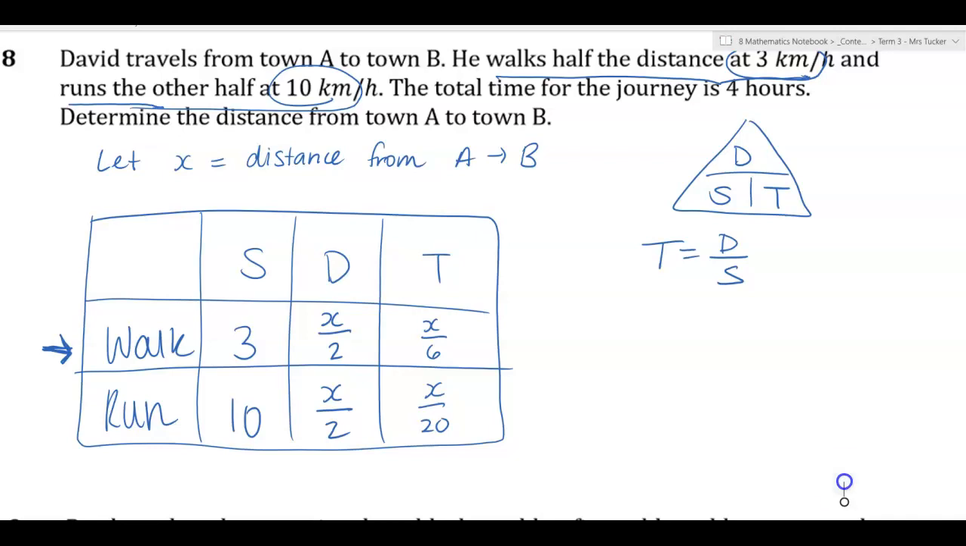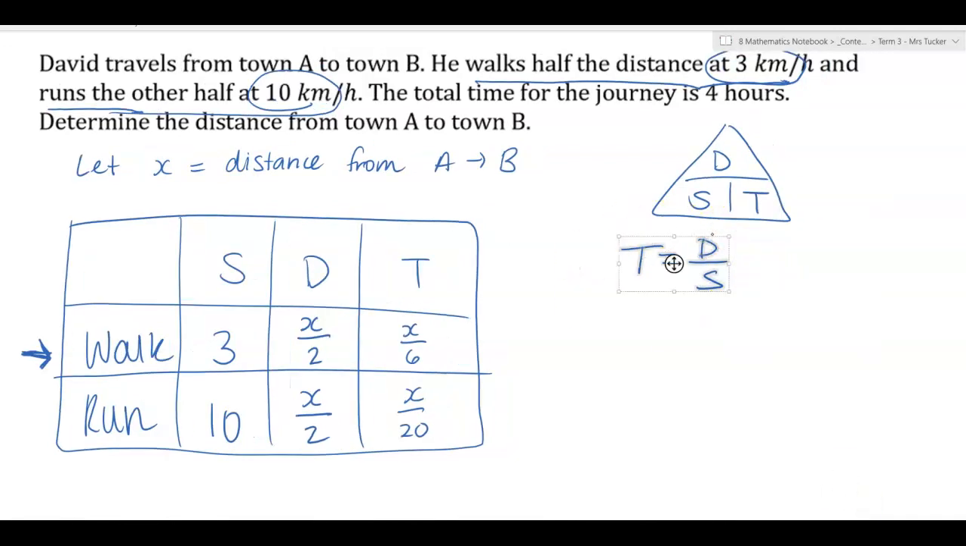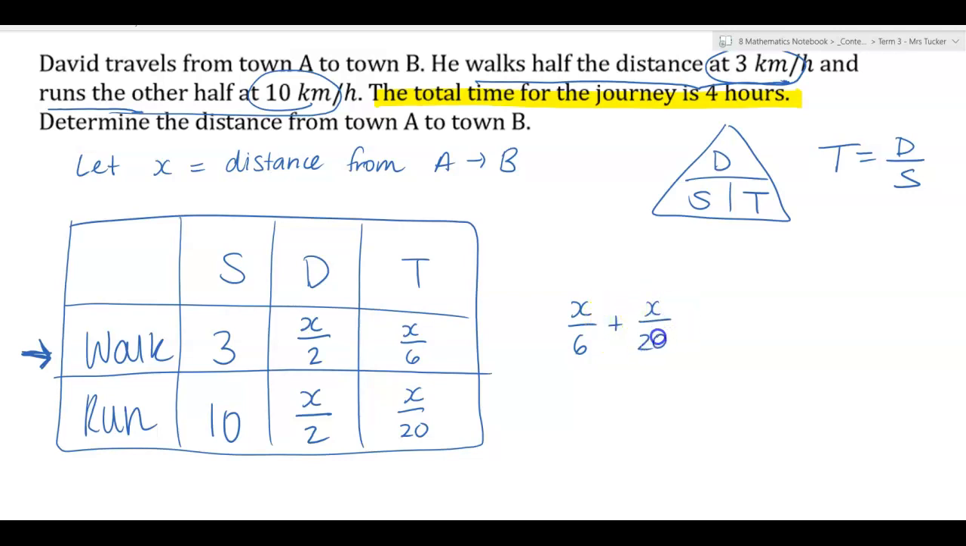And now we have got almost all our information to write an equation. So what's the equation going to be? Time equals distance over speed. X over 6. Nope, we've already done that. That's how we got our times. The total time is 4 hours. So what are we going to do? X over 6 plus X over 20 equals 4. How do we solve that?